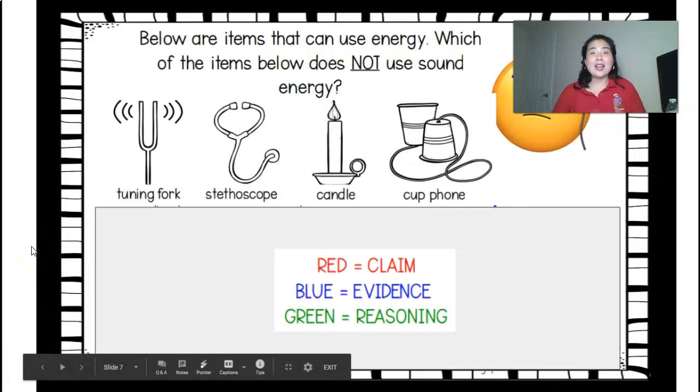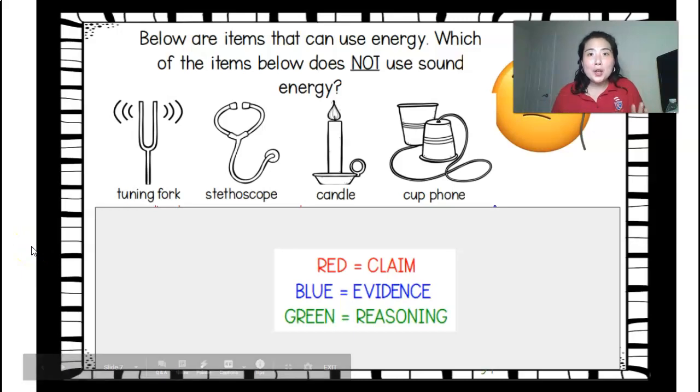So let's take a look at this example. Below are items that can use energy. Which of the items below does not use sound energy? So I see a tuning fork, a stethoscope, a candle, and a cup phone. And I need to figure out which of these items below does not use sound energy.